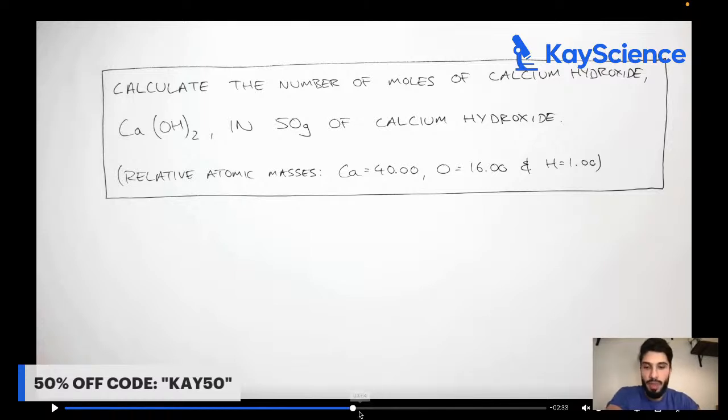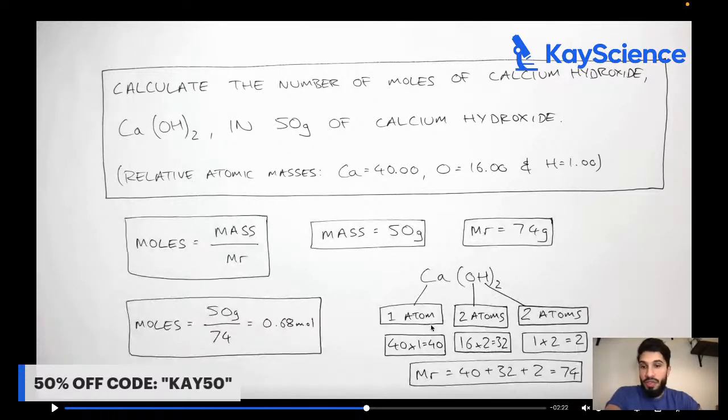Okay, let's go through it. So this is the working out. Here we're calculating the moles. How do we know this? It says calculate the number of moles of calcium hydroxide, Ca(OH)2, in 50 grams of calcium hydroxide. And we've been given these relative atomic masses of calcium, oxygen, and hydrogen. So we write out the information that we're given. The mass of calcium hydroxide is 50 grams, and then the MR is 74.